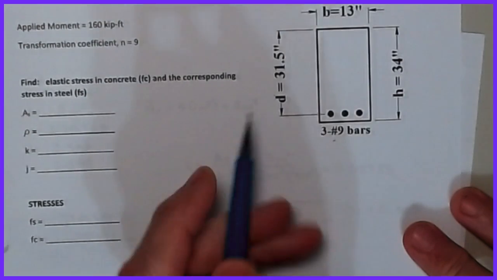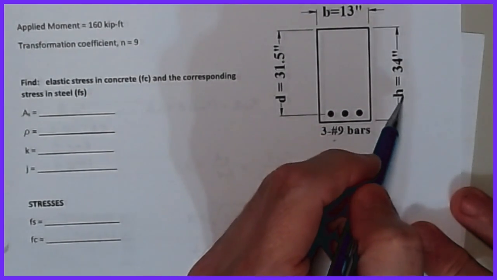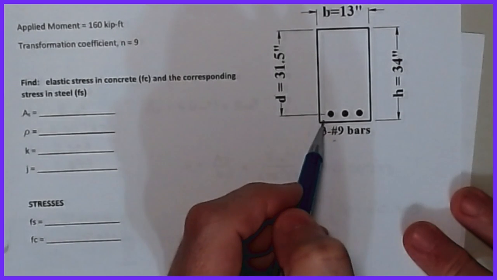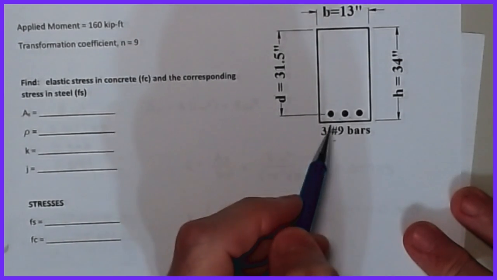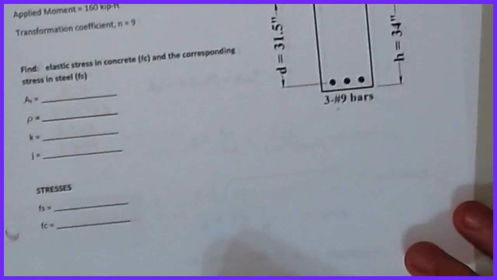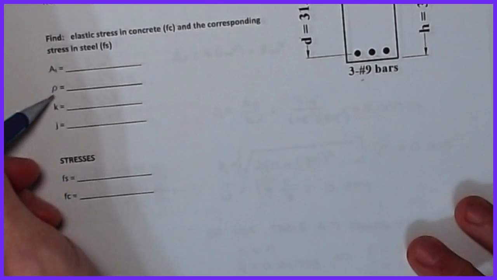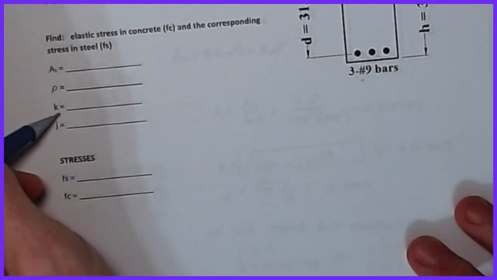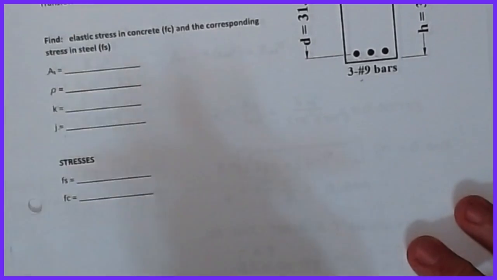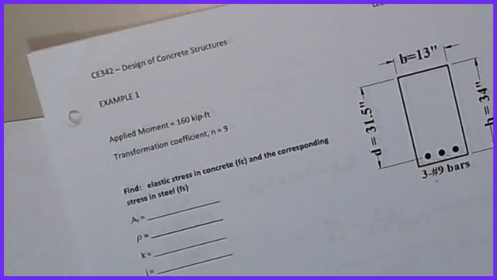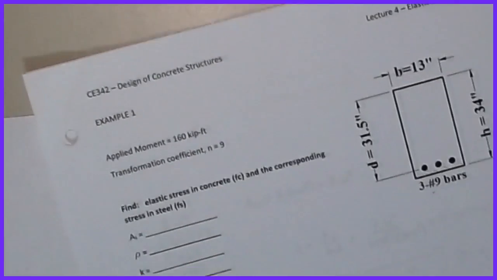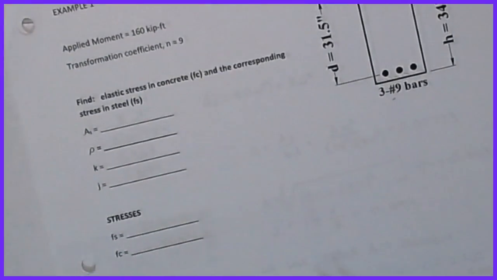Here's my B, here's my D. Now notice it's not B times H, it's B times D, because we neglect the strength of the concrete even beyond the bars, as that'll be the first stuff that cracks. And then once I have rho, I can get K, and once I have rho, I can get J, and once I have K and J, then I can calculate the stresses. It's really, really simple and really, really straightforward. So with that, we will call it a day.